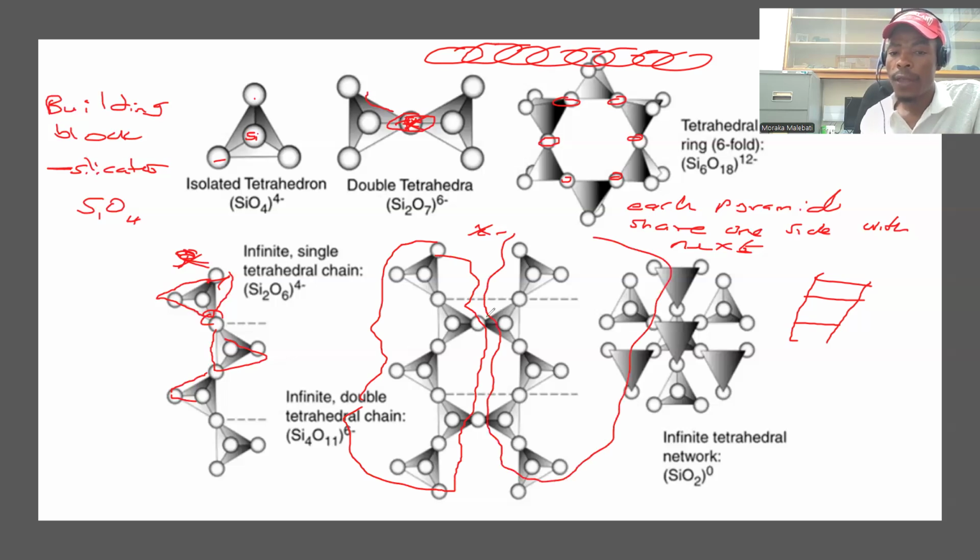Then they are having this part over here. They are sharing these parts. So now my screen is a bit messy.